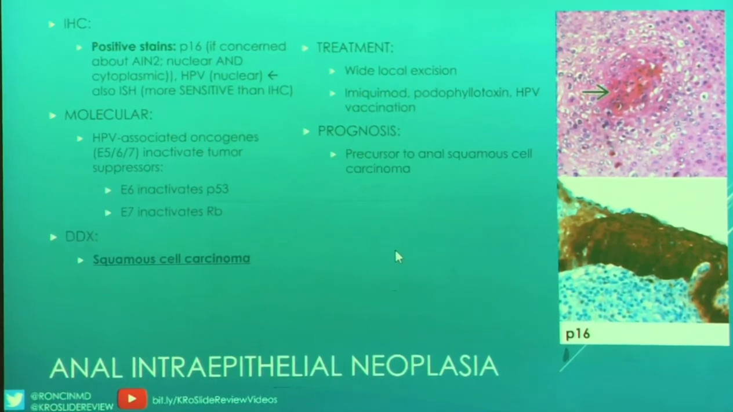If you do an HPV stain, it should be nuclear, but you can also do an HPV in situ hybridization, which is far more sensitive than the IHC, but a lot of places will start with the IHC.